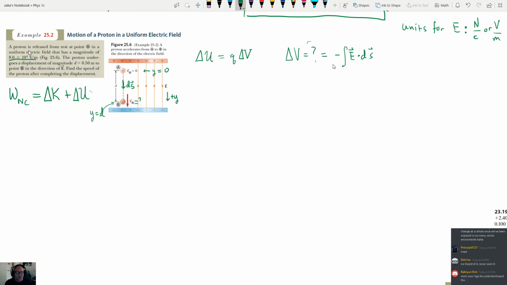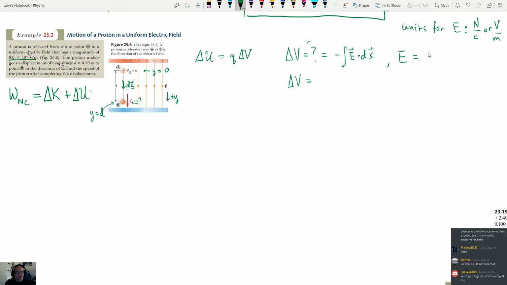All right. So what we're going to end up doing here is basically re-deriving what we've already found in the first part. It doesn't hurt to do that just to get familiar with how this equation works. Okay, so delta V is going to be equal to the negative of the integral of E dot ds. Now, what do we know about the electric field within this region between points A and B? Is it going to change between points A and B? No. No, because we know in this problem that it's a fixed value.